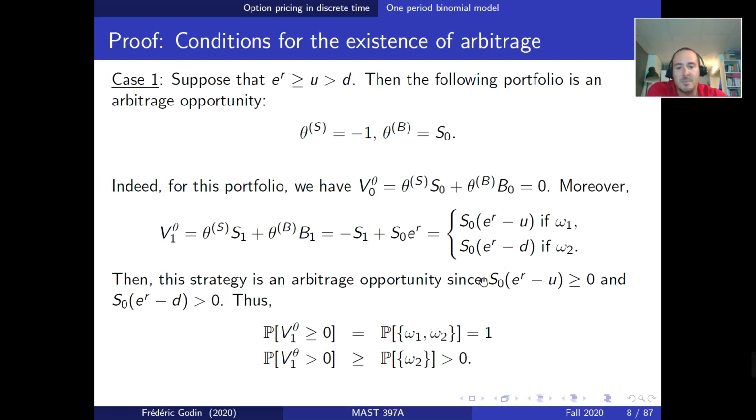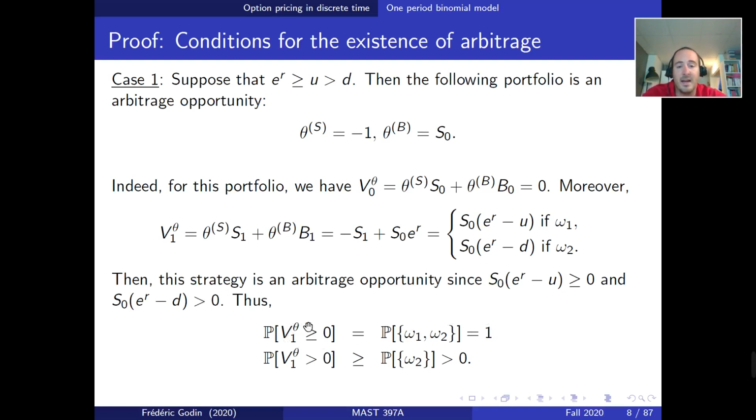So in that case, the probability that the portfolio value at time 1 is greater or equal to 0 is the probability that either outcome 1 or 2 occurs, because we saw in both cases these are greater or equal to 0, which is 1. So you're certain at time 1 that your portfolio will be worth at least 0.